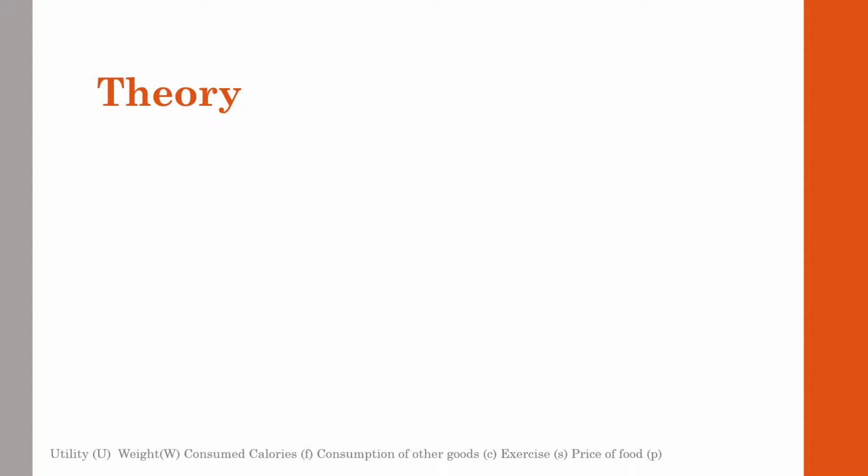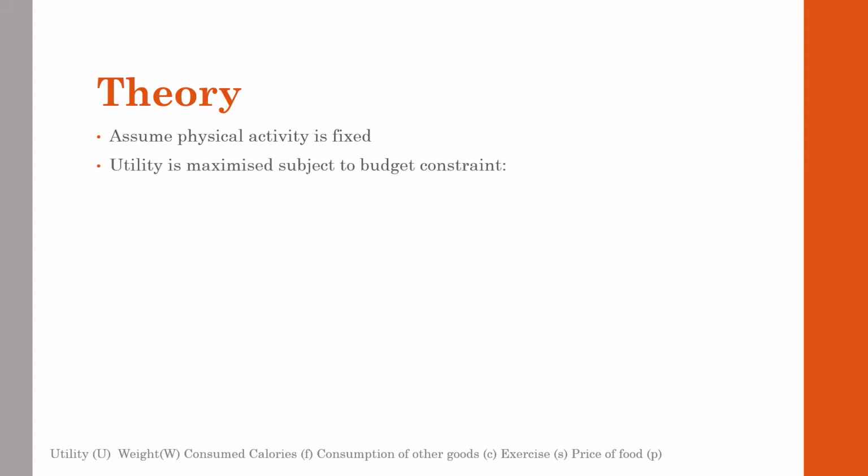Now the modelling itself begins with the assumption that physical activity, exercise, is fixed. And then it says that everybody maximises their utility subject to their budget constraint, which is the function on screen here. Now it looks complex, but all it's saying is that every individual maximises their utility, and utility is a function of their weight, their food, and their consumption of other goods. These are the only three variables which can affect someone's utility. These are the only three variables which can affect someone's happiness.